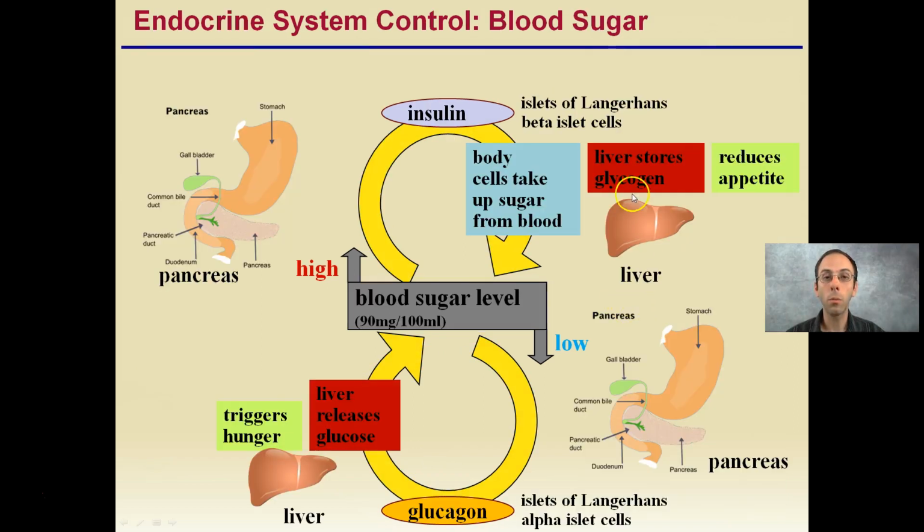Connecting this with the endocrine system, we can look at blood sugar. If our blood sugar level gets too high, we have insulin that will be secreted by the pancreas. Body cells take up sugar from the blood and reduce our appetite. Then if it overshoots, we put too much sugar into our cells, and our blood sugar level gets too low, glucagon will be released. This triggers hunger, and the liver will release glucose from the cells, increasing blood sugar levels. And that will hopefully, through this system of insulin and glucagon, be able to maintain a consistent range of blood sugar in the body system.